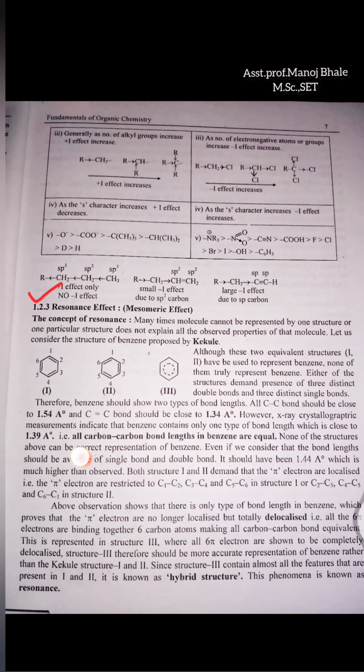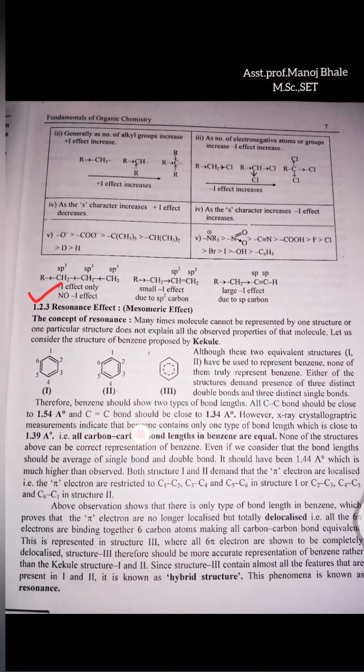Generally, a carbon-carbon single bond should have a bond length of 1.54 angstrom, while a carbon-carbon double bond has a length close to 1.34 angstrom. That means wherever there is a single bond, the bond length is 1.54 angstrom, but if there is a double bond, the bond length decreases to 1.34. So the single bond is longer and the double bond is shorter as compared to the single bond.